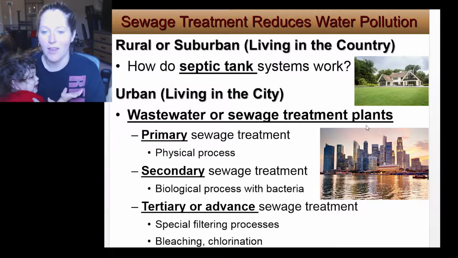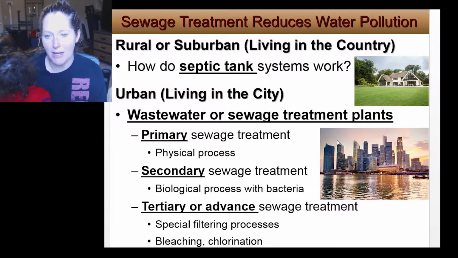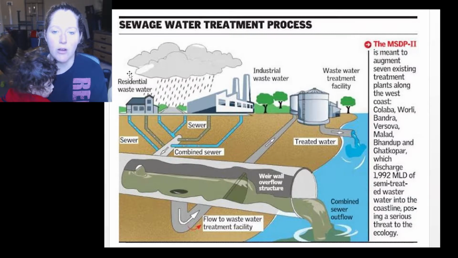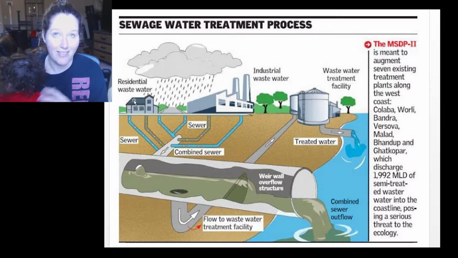He's 20 months old. So if you live out in the city, for example, I put a city right here, your water that is polluted is going to travel eventually to a sewage treatment facility. And so, for example, in this picture you can see right here, if you are in the city, your house, for example, has a bunch of pipes that's going to deliver that polluted water.